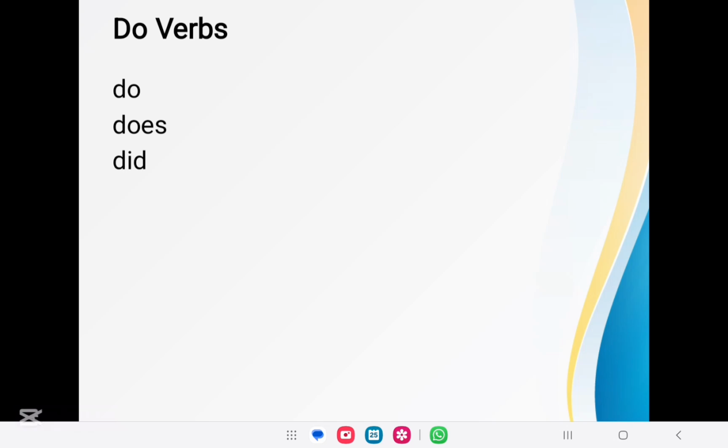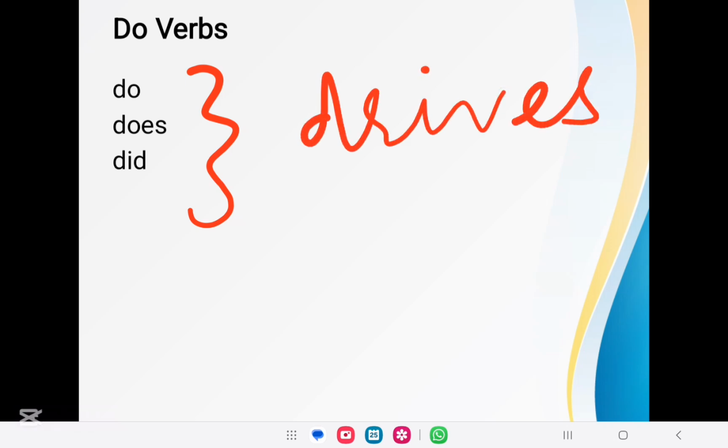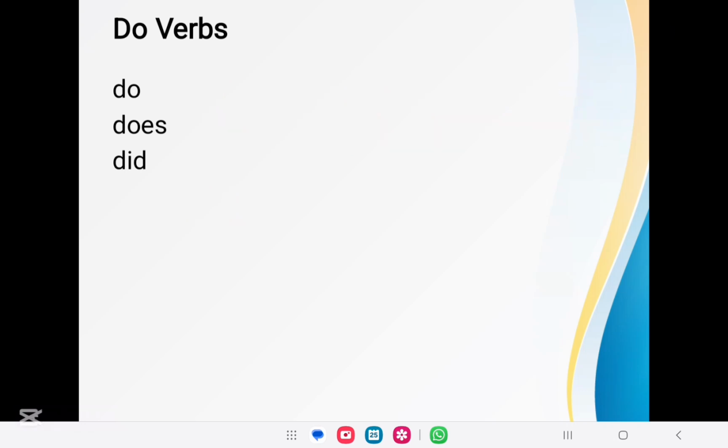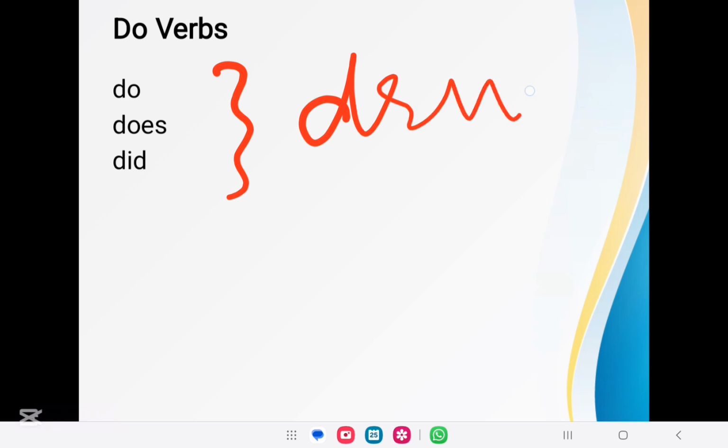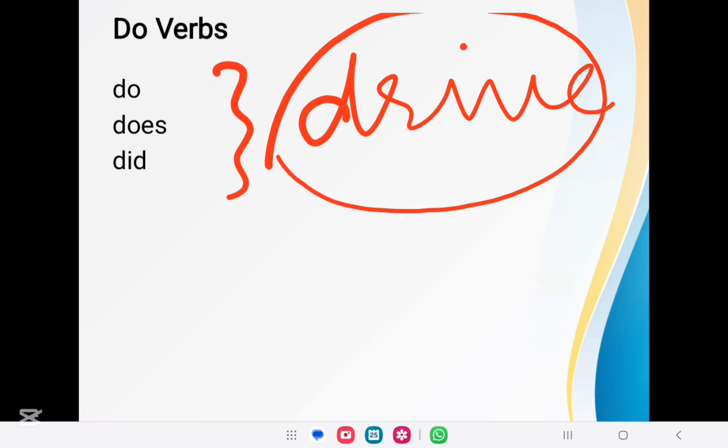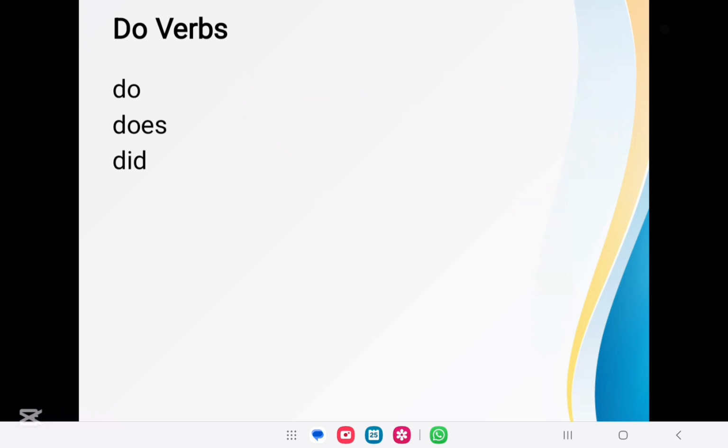Then we have do verbs. Whenever you have do verbs, after them we always use the first form of the verb or base form. Like after does, we use she drive. Do they drive? Does she drive? Did they drive? After do, we always use the base form of the verb, or first form, or present tense, after do, does and did. These are also known as auxiliaries or helping verbs.